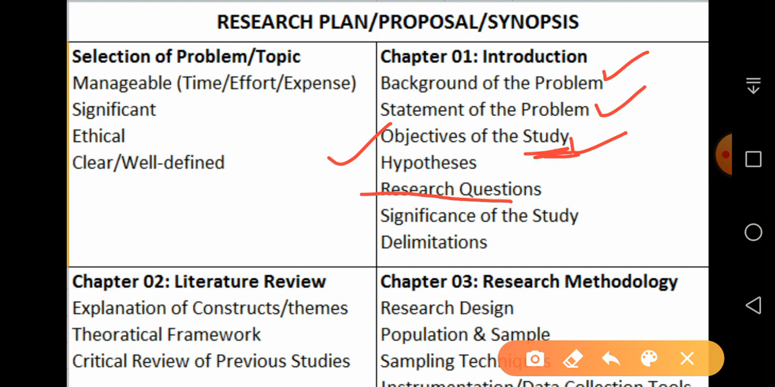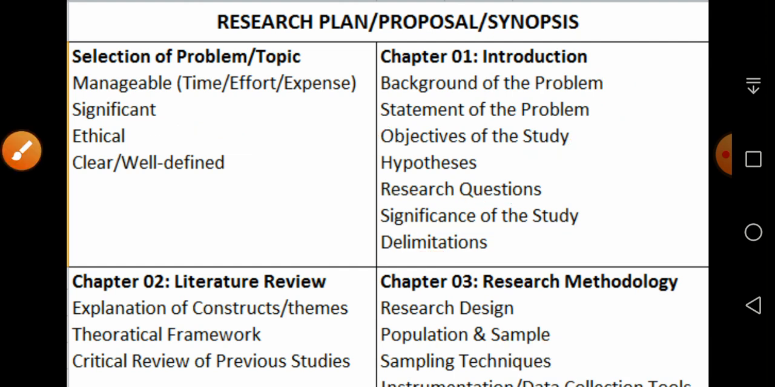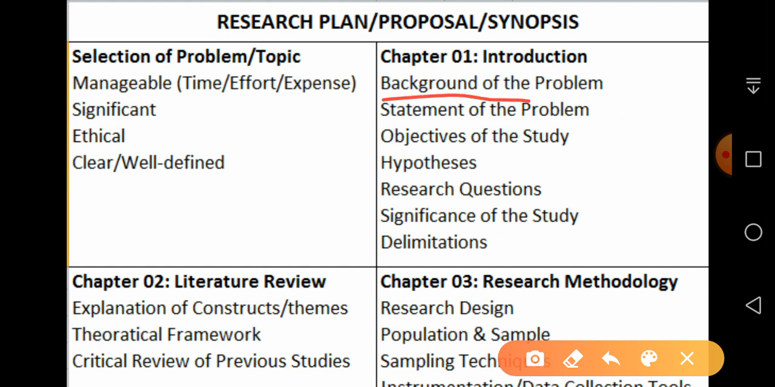Then we have significance of the study, as I mentioned earlier, what is the significance of the study, who are the beneficiaries. And the last one, delimitations. All these are technical terms and need definition. Each one has a definition. First of all, background of the problem. Let's say we take up a problem that in the English language we have a construct known as reinforcement.